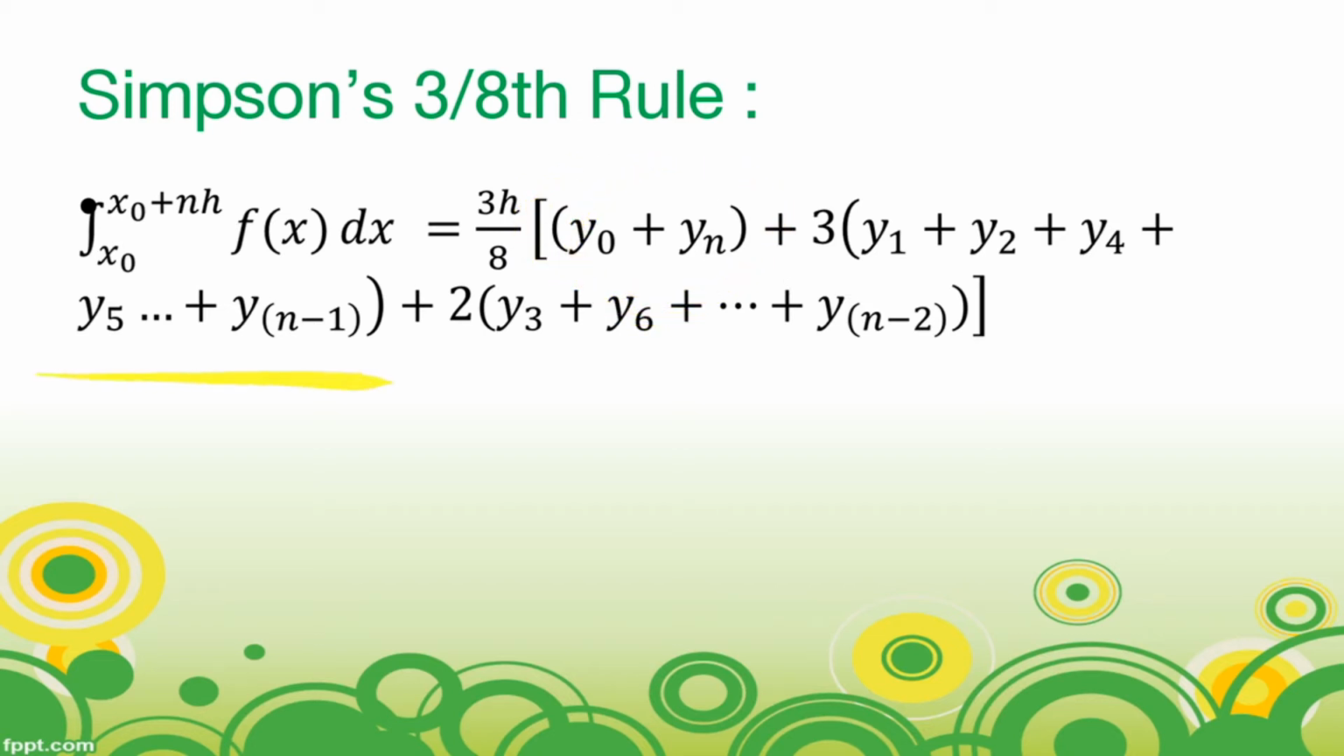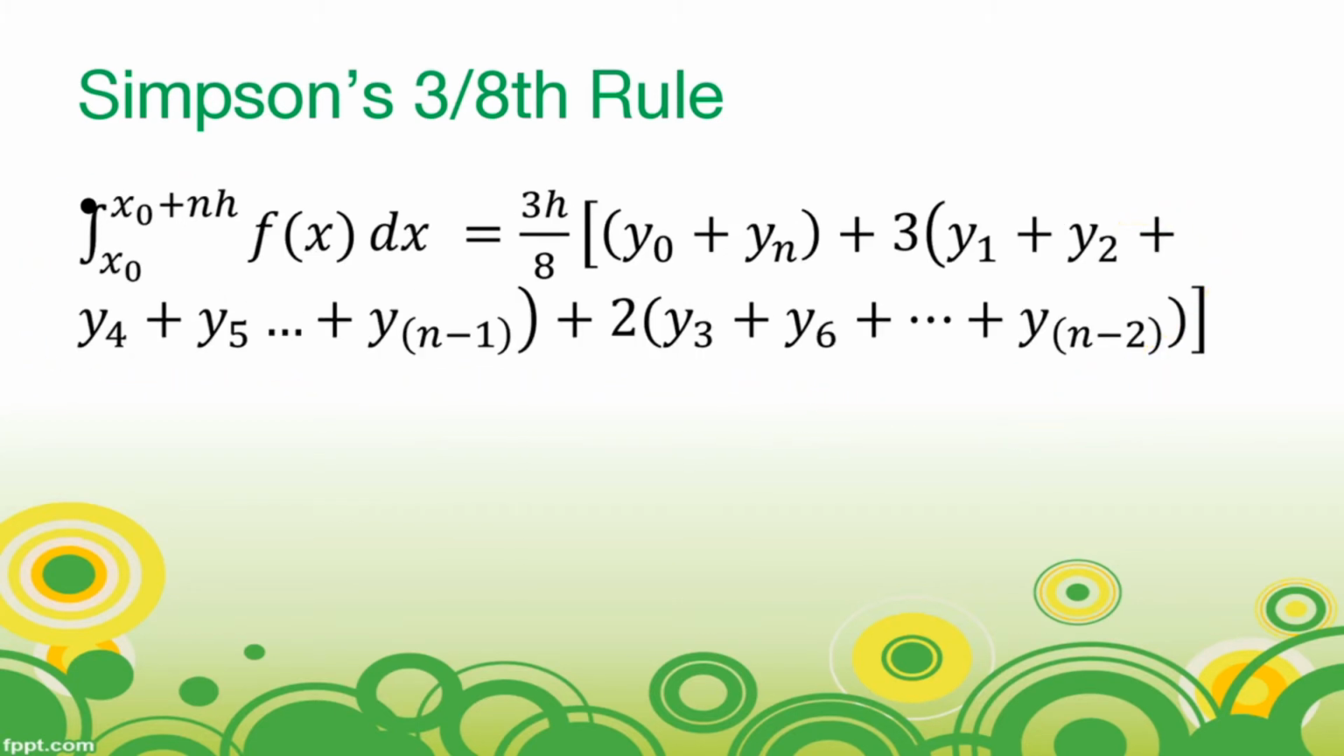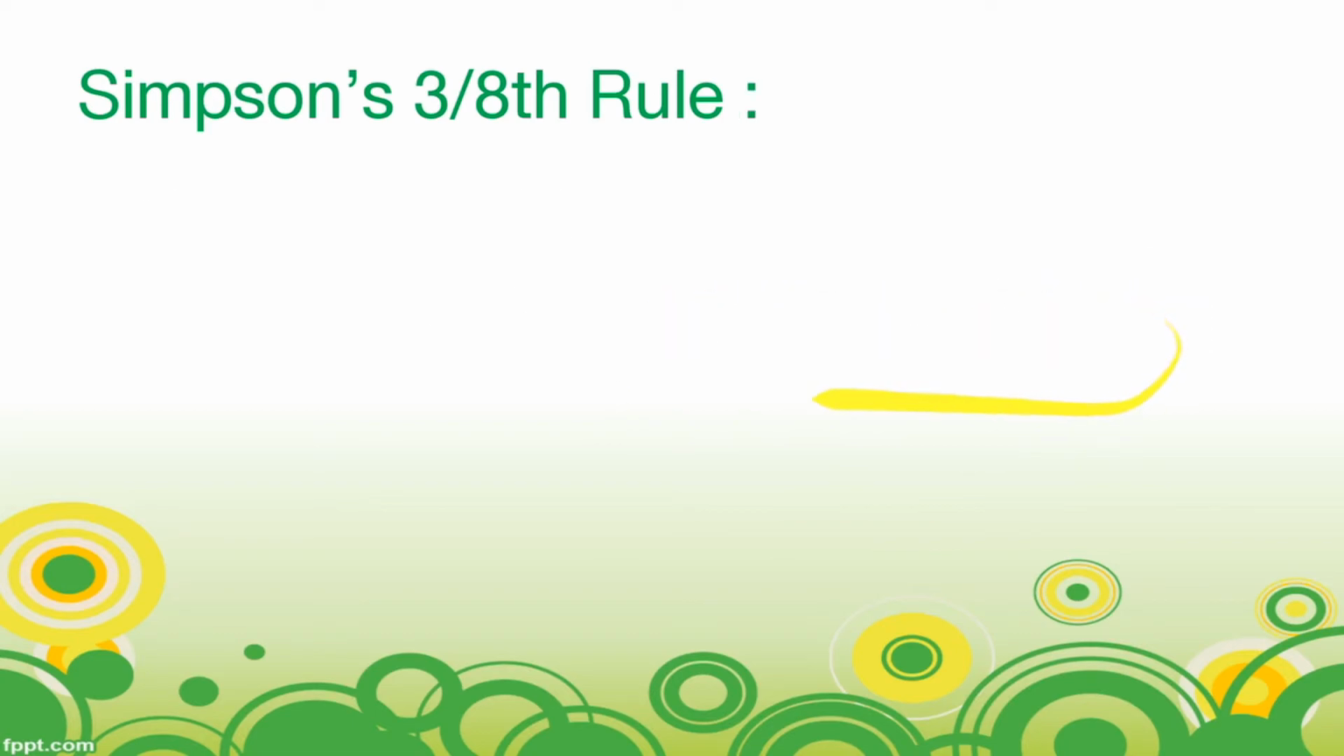So to remember this formula you can write it in another form: the first bracket has the first and last terms, next is plus 3 times the terms that are not multiples of 3, and plus 2 times the multiples of 3 terms.